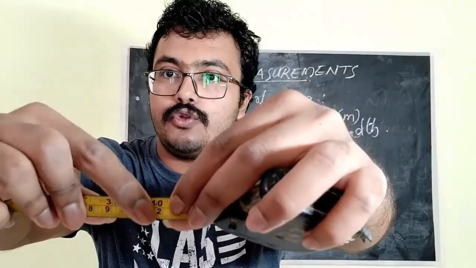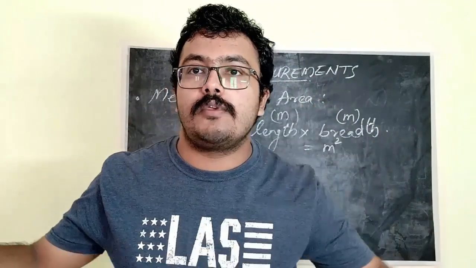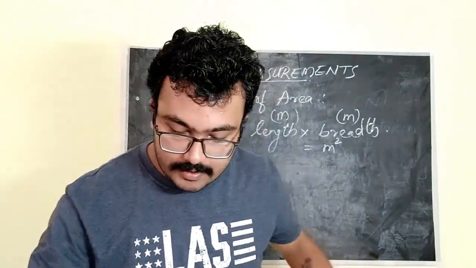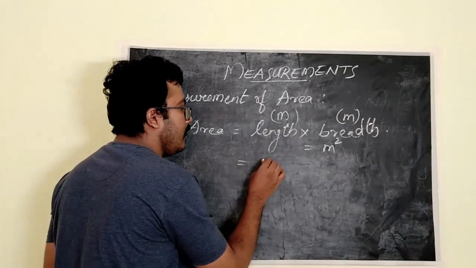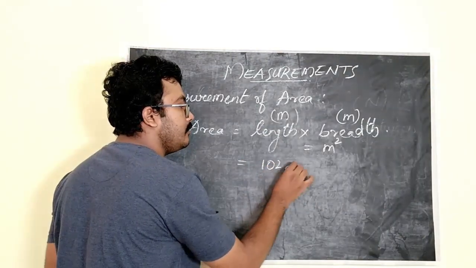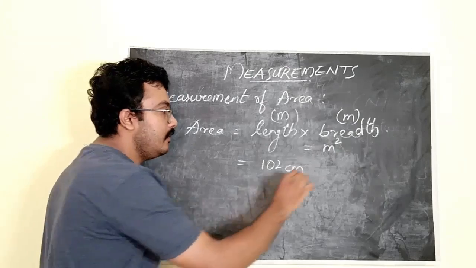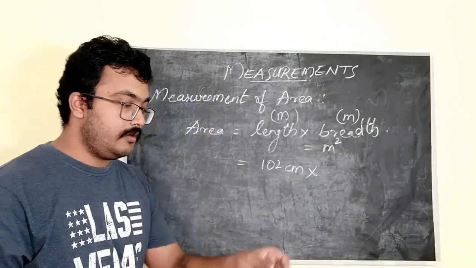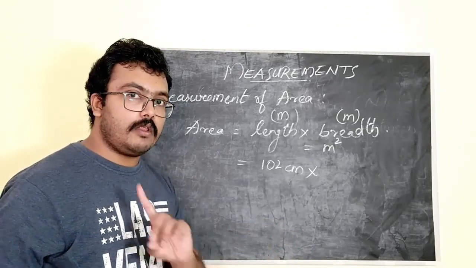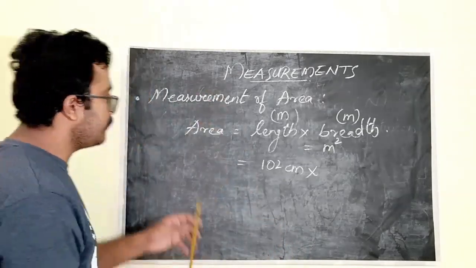Here, 102. So the length is measured to be 102 centimeter. Let's write that. Length of our blackboard is 102 centimeter. Alright. Now, what is the breadth? Now that's a question. Not that breadth, this breadth.